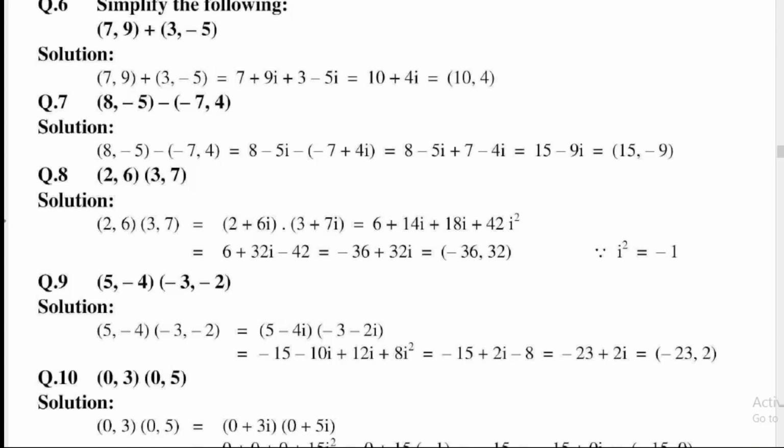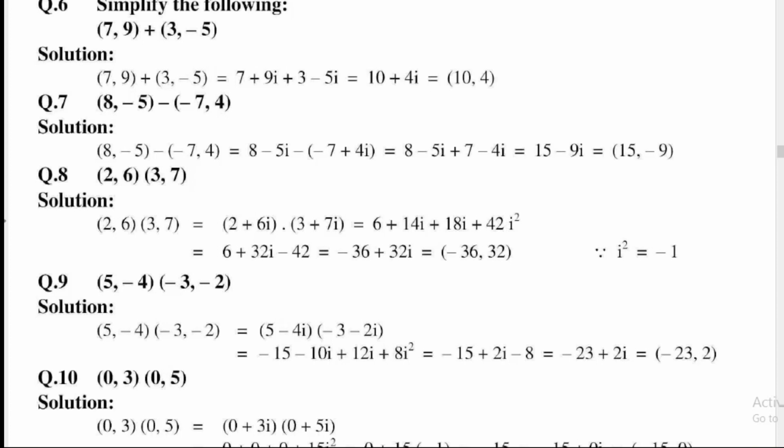So (7, 9) + (3, -5) can also be written in complex form, that is 7 + 9i + 3 - 5i. So separating real and imaginary parts, 7 + 3 is equal to 10, and 9 - 5 is equal to 4. So 10 + 4i can also be written in the form of (10, 4).